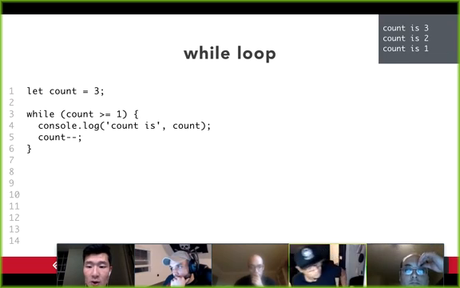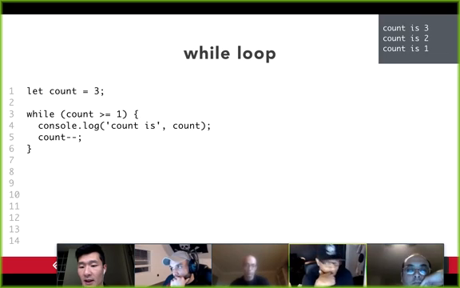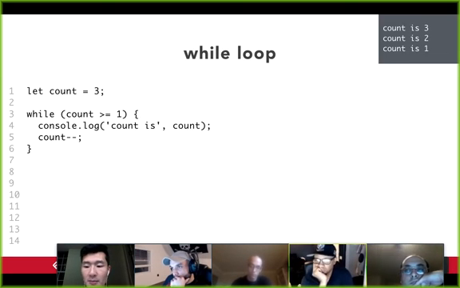And so because of that, we go into our while loop one more time and we say, let's console log out count is, and then the number. So that's why we see count is 1 printed on the upper right-hand corner of your screen. And then we decrease count one more time. We subtract 1 by 1, so count is now 0.